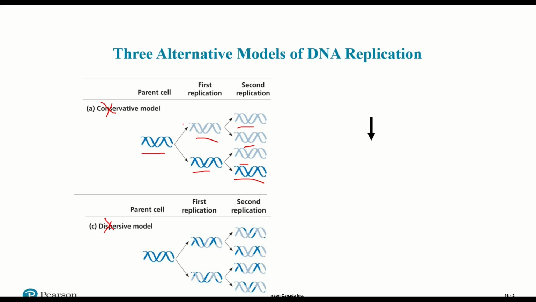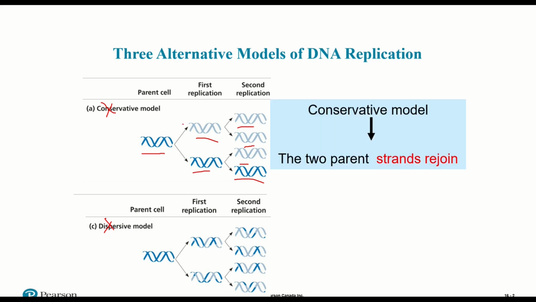So this is the conservative model. In the conservative model, the two parent strands rejoin all the time. So here, these are going to rejoin all the time. And this is a new strand, and this is a new strand.